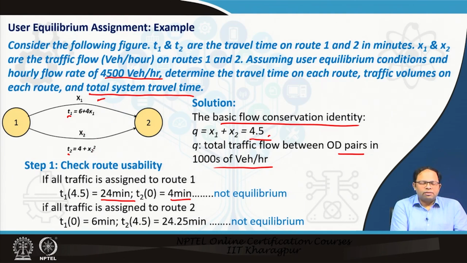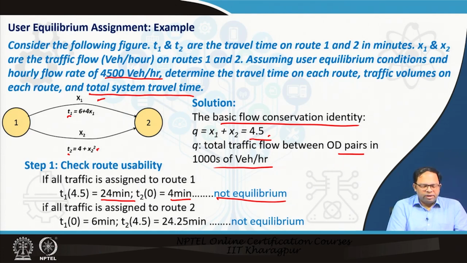So you can understand that when flow increases, the travel time increases drastically. That's why there is a squared term. In the other equation there is no squared term, so it's more stable. So in this particular equation, if I put x2 equal to 0, we get T2 equal to 4. So we can see that 4 and 24 are not the same. So this is not an equilibrium condition. Equilibrium has not been achieved if I assign everything to one side.